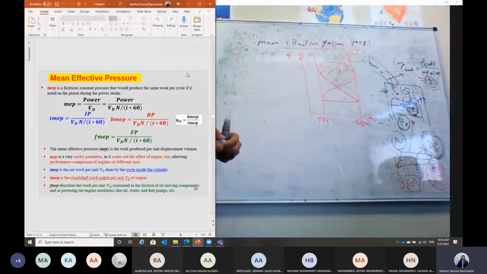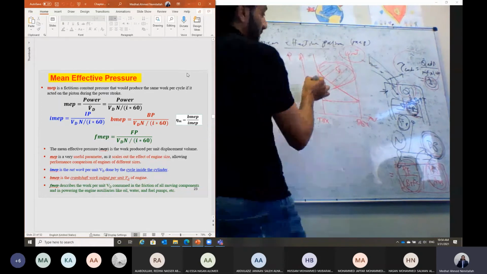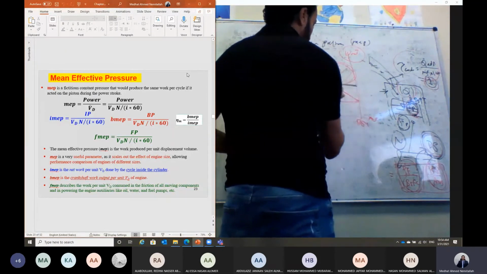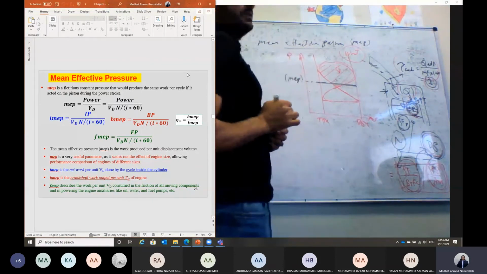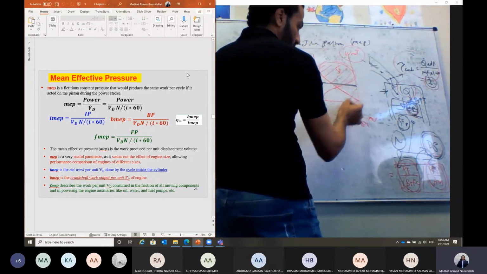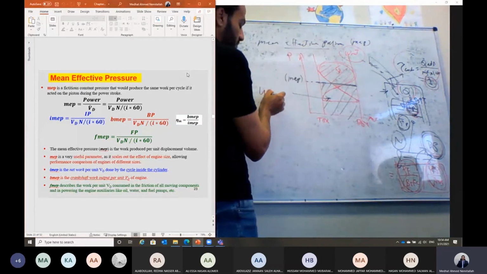The indicated mean effective pressure, or the mean effective pressure in general, is the value of the constant pressure if this cycle were to be driven at constant pressure. This constant pressure we call the mean effective pressure. In this case, this constant pressure will result in a work, which is the area under the curve on this diagram. This area should be the same as the work.